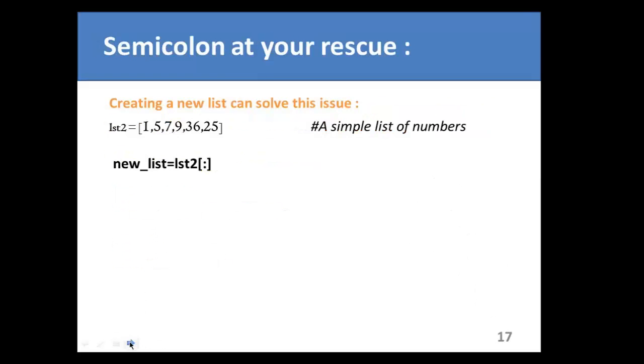So how do we get rid of this? For example, we have lst2 with 6 elements in it. Now we create a new list which is equal to lst2, but this new list is actually another copy of the list and is not pointing to the same list as lst2. So this new list would have its own 6 elements: 1, 5, 7, 9, 36 and 25.